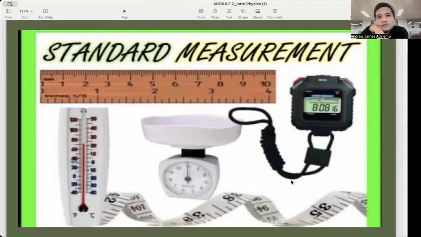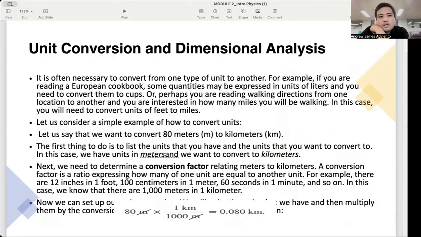Let's go now to the conversion of units. This allows us to change measurements from one unit to another without changing the actual quantity. This skill is essential in science and everyday problem solving.